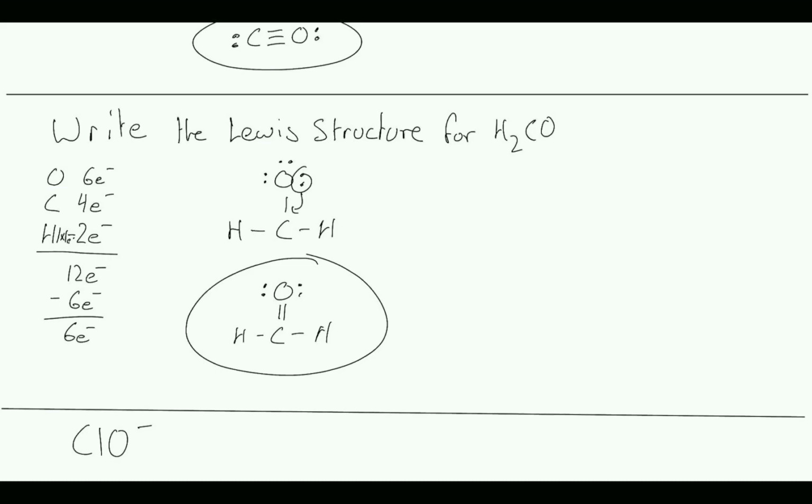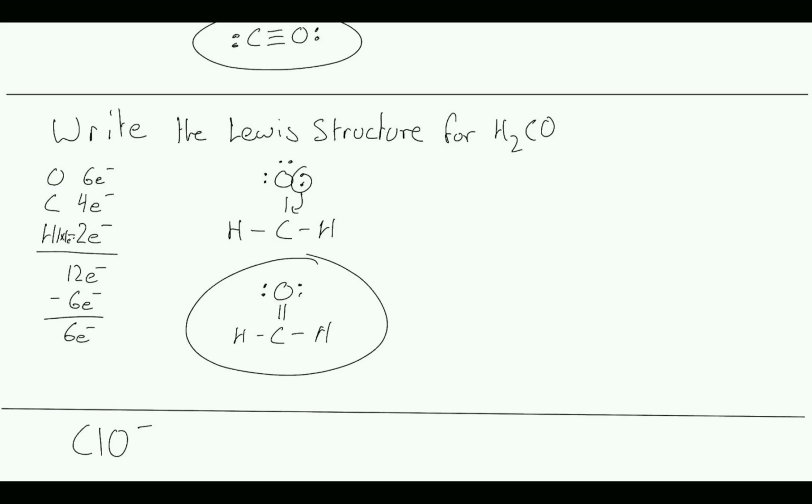Terminal means that it's not at the end of a chain. So it's the last one in a line. Carbon here has multiple things that it's attached to. Oxygen's only attached to carbon, so it's the end of the line, the terminal branch.